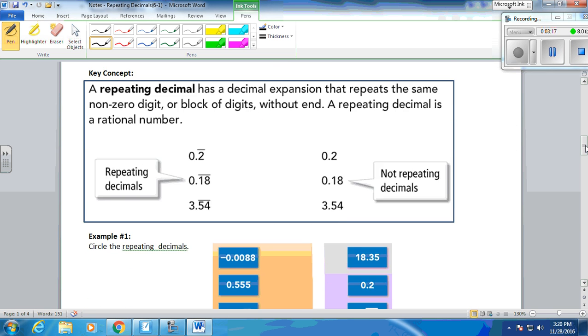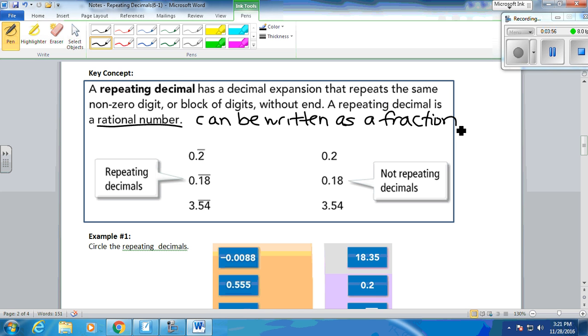On the next page, again, they're just repeating the definition of a repeating decimal. It says a repeating decimal has a decimal expansion that repeats the same non-zero digit or block of digits without end. A repeating decimal is a rational number, which means that it can be written as a fraction. Okay, so that's revisiting Topic 4. So what they are showing you here is that the first three numbers are all repeating decimals because they have the line that shows the pattern continues.